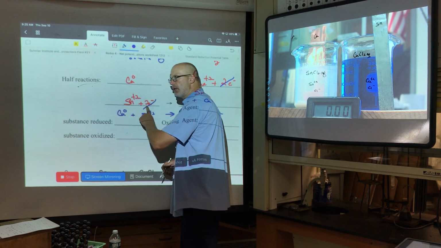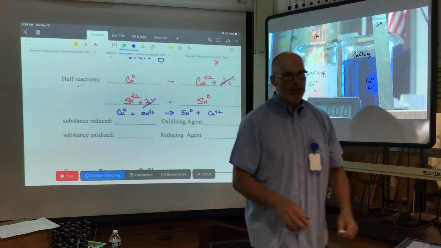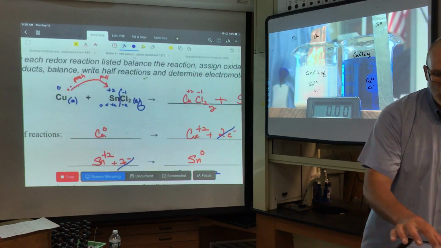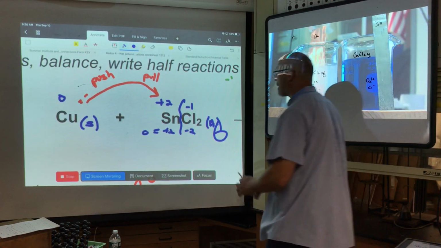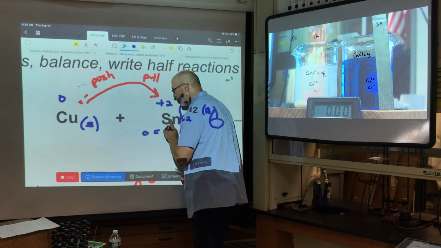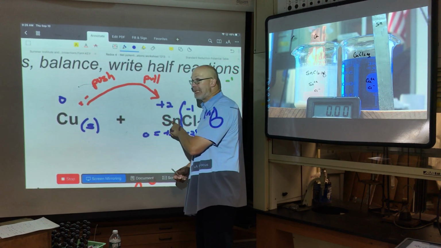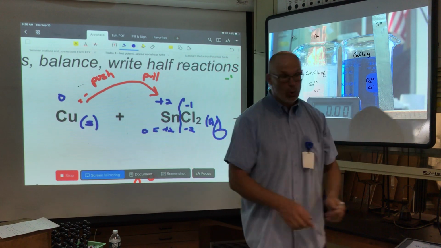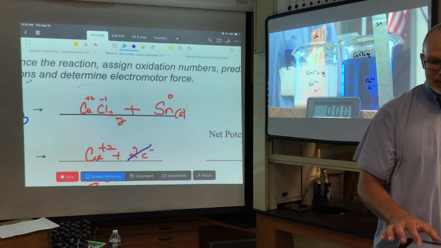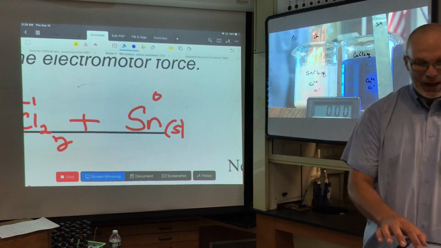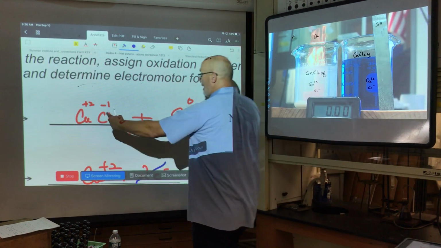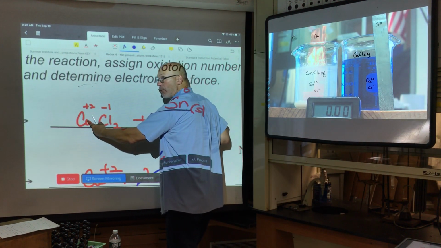Tin plus 2 gained electrons. You better say it right. Who specifically in our proposed reaction must have gained electrons from the copper? Tin plus 2, not tin. If you say tin, you are talking about tin metal, which, by the way, you never pick anybody in the product side.